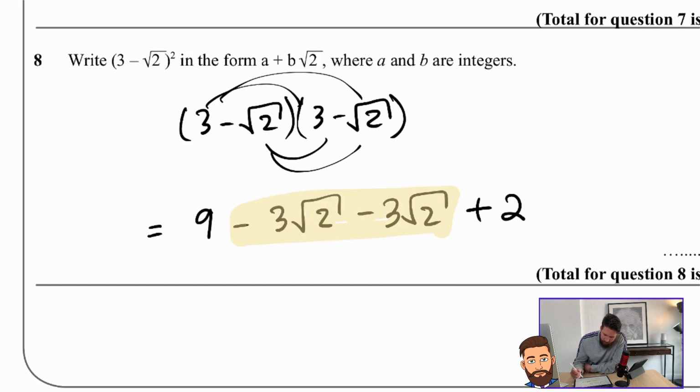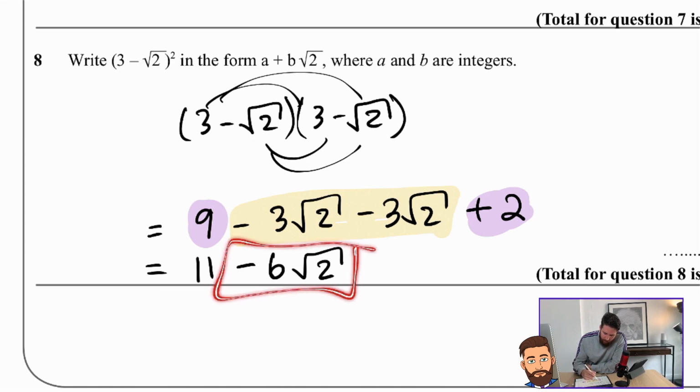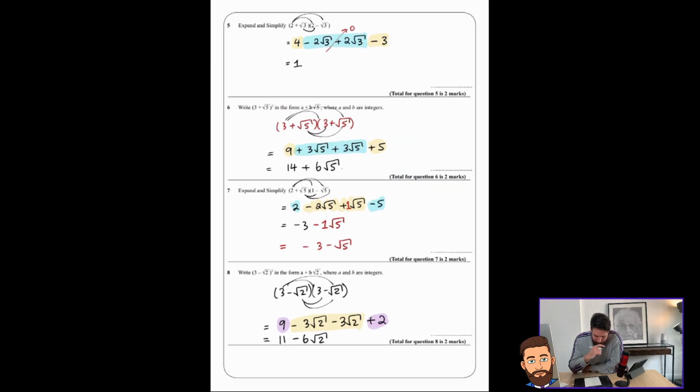We've got minus 3 root 2 minus another 3 root 2, and we've got 9 and positive 2. So that is going to go to 9 and 2 is 11, minus 3 root 2 minus another 3 root 2 is minus 6 root 2. And generally students will make a mistake there. You're at minus 3 and you're taking away another 3. Where does that get you on the number line? Minus 6. Okay.